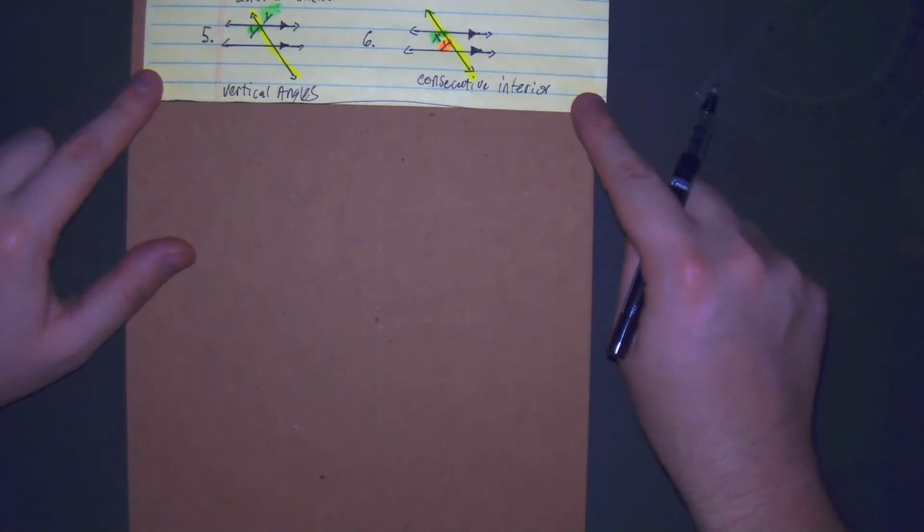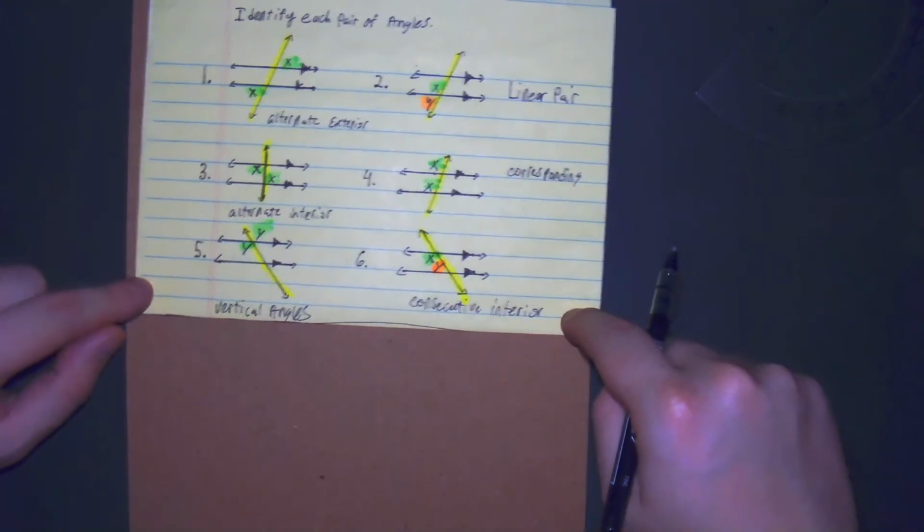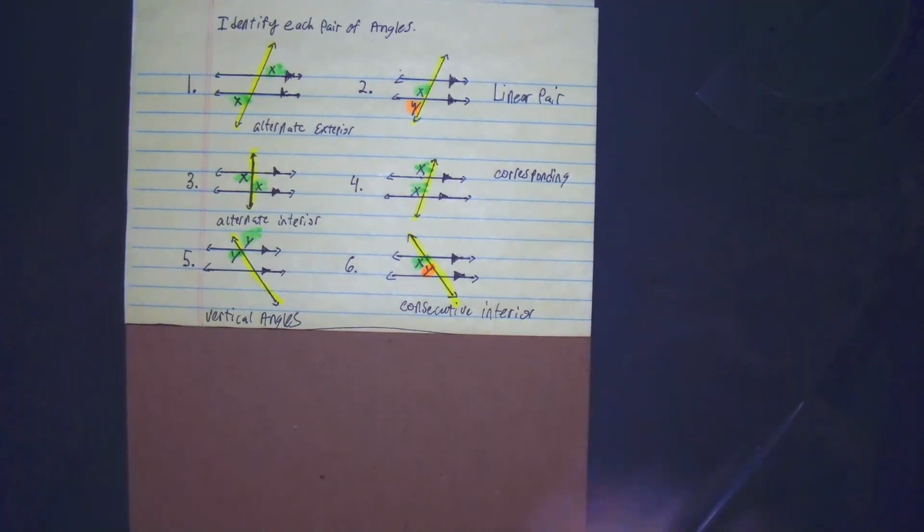Alright, and let's just look at them one more time. That is identifying the different pairs of angles with a transversal and 2 parallel lines.